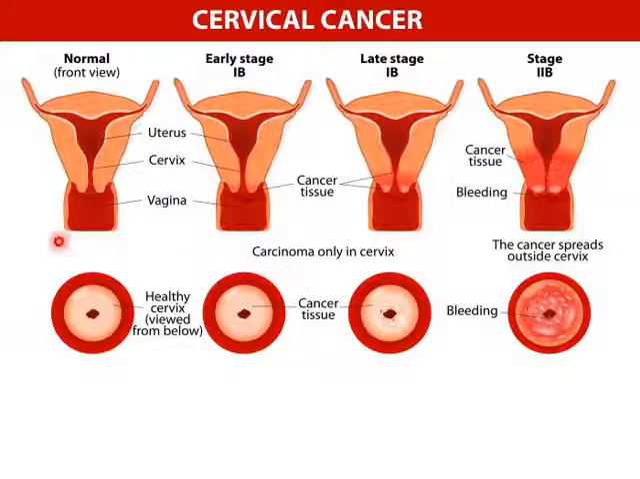You can see the cervical cancer staging here, the normal front view. The early stage 1B, the cancerous tissue is here. The late stage 1B, it moves further, and stage 2B, the cancer spreads outside the cervix.